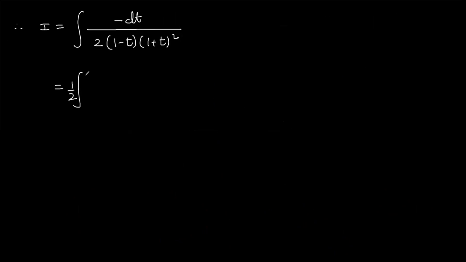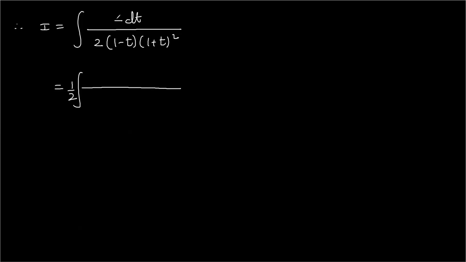I can write 1 upon 2 out. And here I have negative 1. See, this negative dt is nothing but minus 1 dt. Now this minus 1, I have options. If I want, I can take this minus 1 outside, because minus 1 is a constant. So if I do that, I will get minus half here. This is one option I can do.